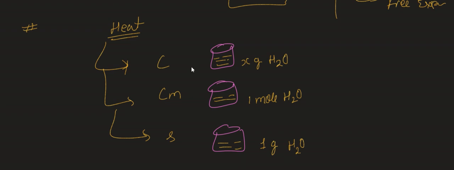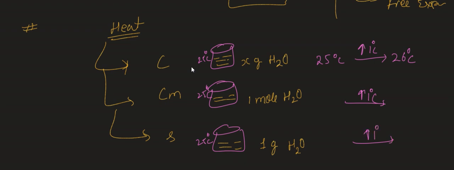Now suppose its temperature before was 25 degrees Celsius, and you want to convert to 26 degrees Celsius. Here the temperature is 25 degrees Celsius, 25 degrees Celsius and 25 degrees Celsius. You want to convert from 25 to 26. That means you want to increase by 1 degree Celsius everywhere. So how to increase the temperature? You have to supply the heat. When you supply the heat, it increases the temperature. So here the amount of heat supplied is called heat capacity.